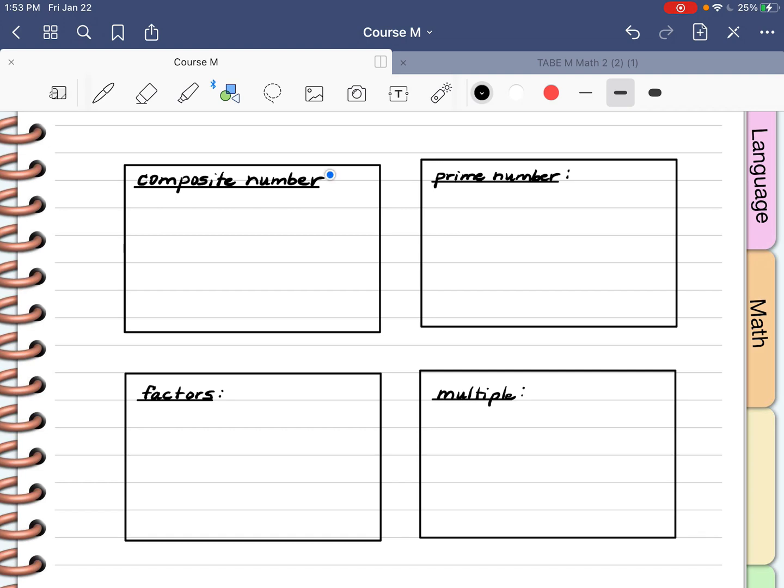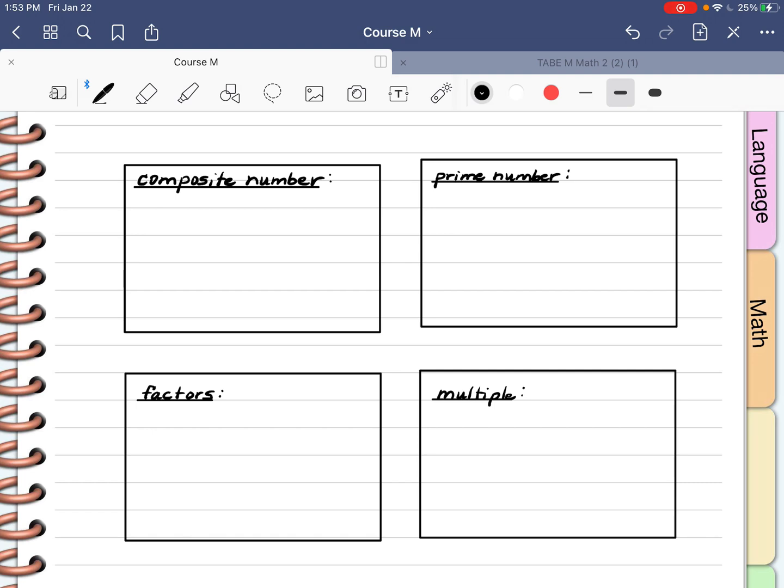One of them is composite number, prime number, factors, and multiple. So you need these 4 flashcards to do this unit with me. There's also a foldable piece. We'll get to that in the next video.